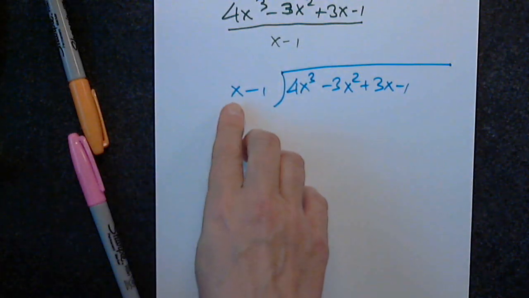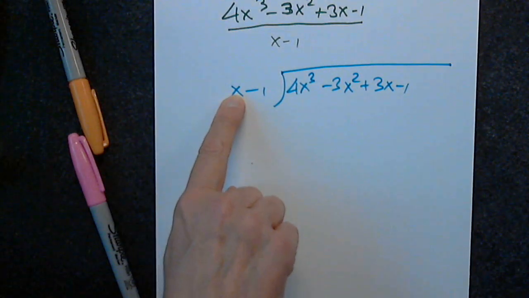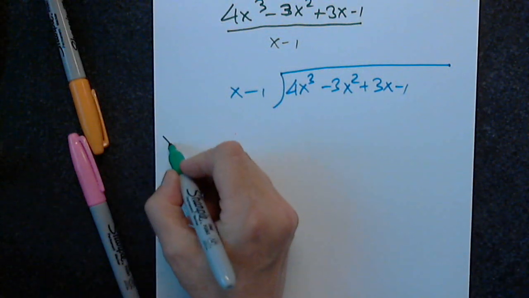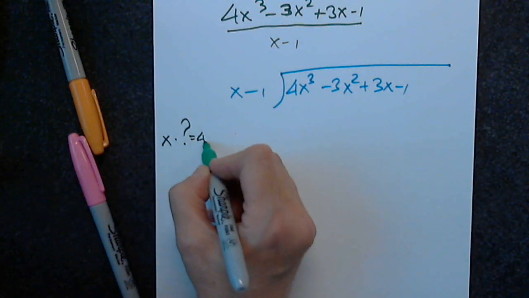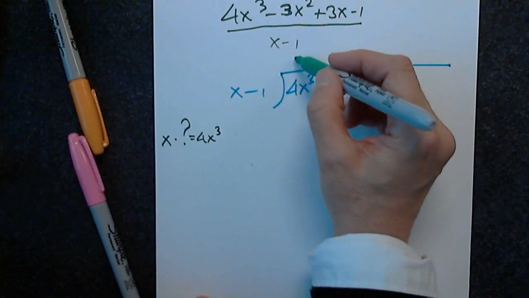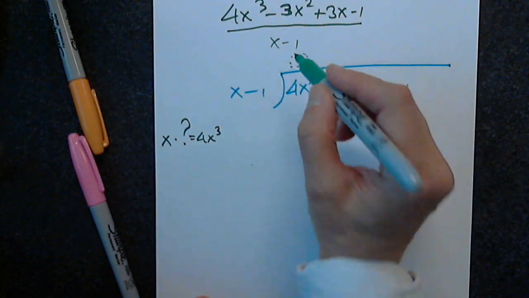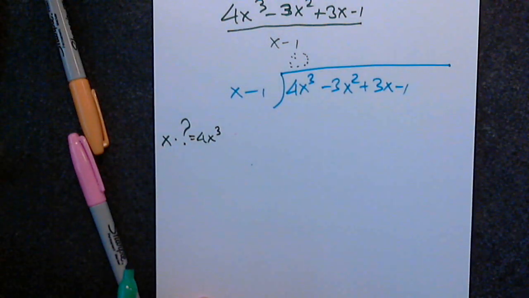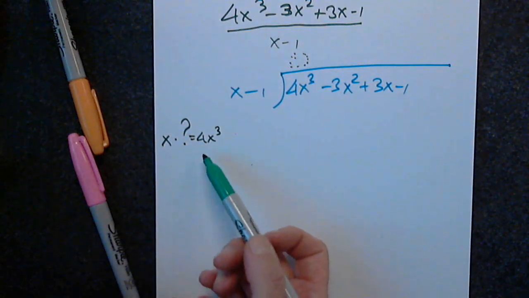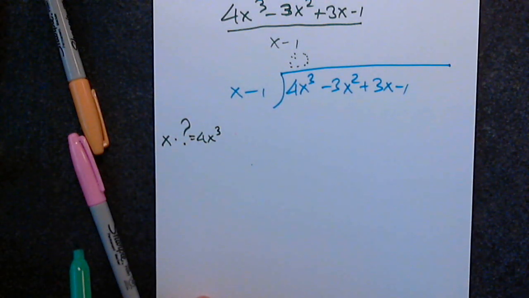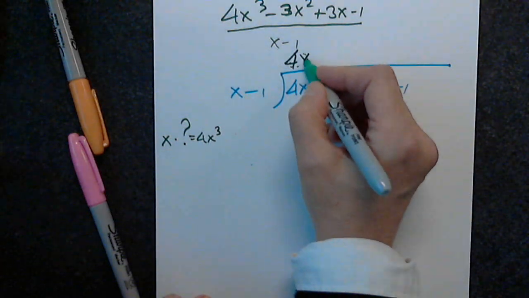My first question to myself is this. X, I'm going to write them on the side. X multiplied by what is 4x cubed? And I put this quantity here, the answer up here. What do I multiply x by to get 4x cubed? That's it. Awesome. 4x squared.